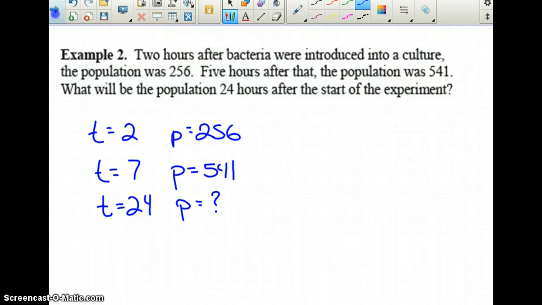Okay? And bacteria do grow exponentially. We're assuming exponential growth here. Now the model for exponential growth is going to be y equals a e to the b t. Some books use k, ours uses b. Doesn't really matter. Where we know that b is greater than 0. That's because it's growing.